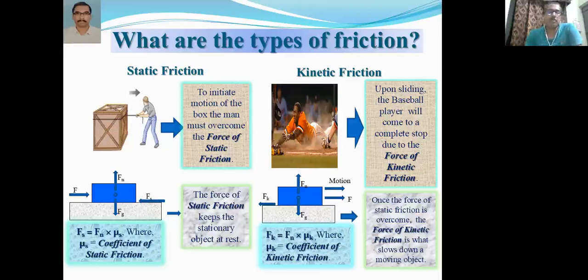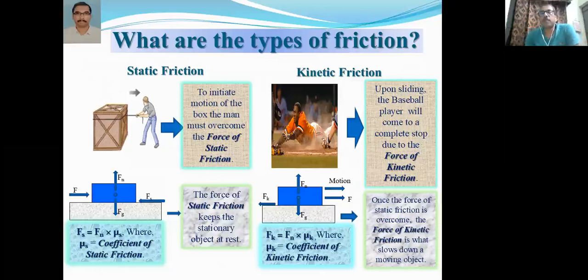From the diagram, we can see again that the force of static friction, Fs, is directly proportional to the normal reaction force Fn. So from mathematics, we can write that Fs equals some constant μs multiplied by Fn, where this μs is called the coefficient of static friction.